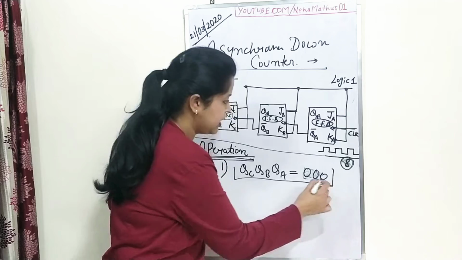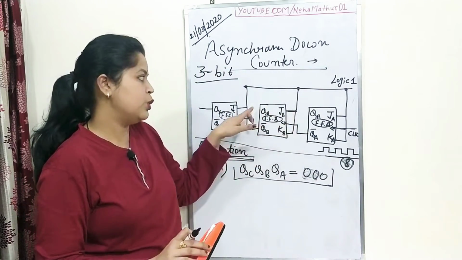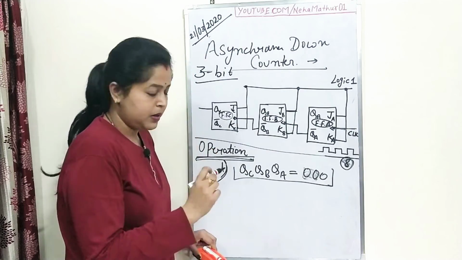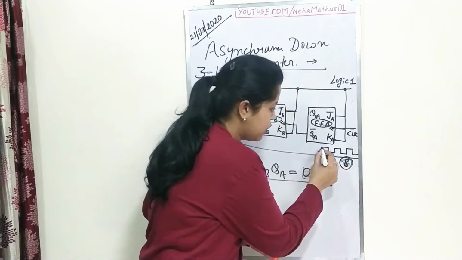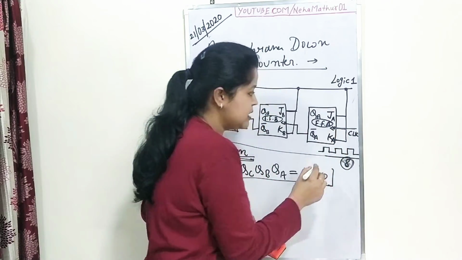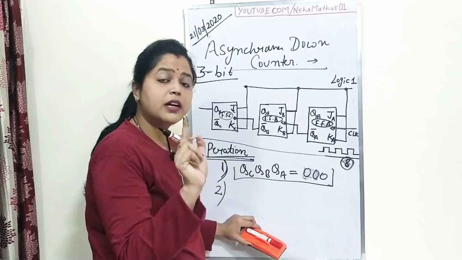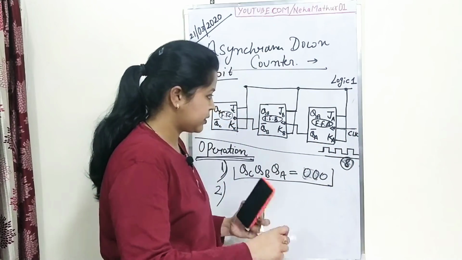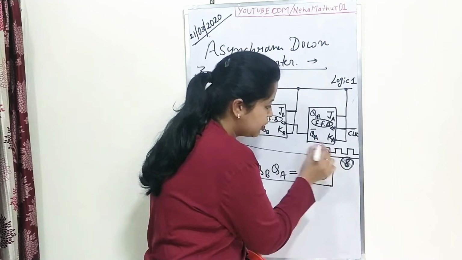Initially let us assume that all the flip-flops are in reset state, that means QA is equal to 0, QB is equal to 0 and QC is equal to 0. This is the first important step. Now as the clock is applied, I am again repeating, since the bubble is used, the flip-flop will work for the negative edge of the clock. That means it will work for the falling edge of the clock.